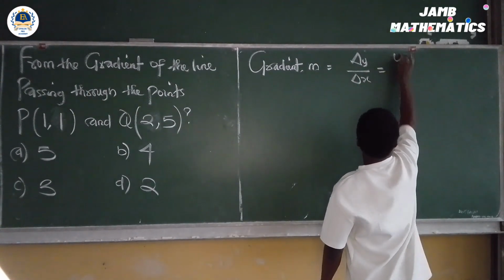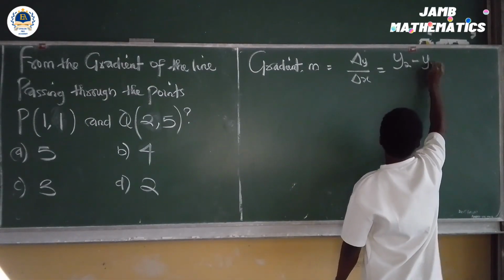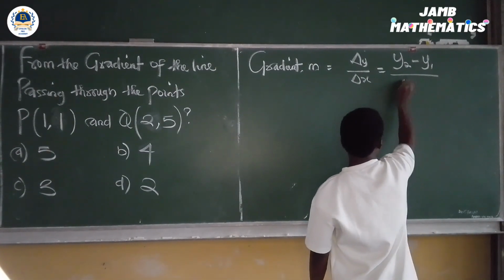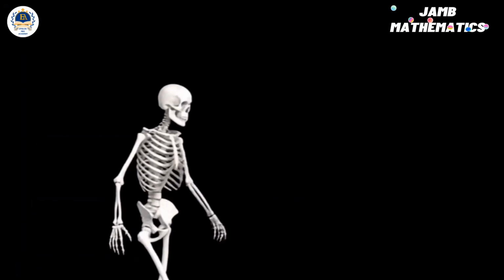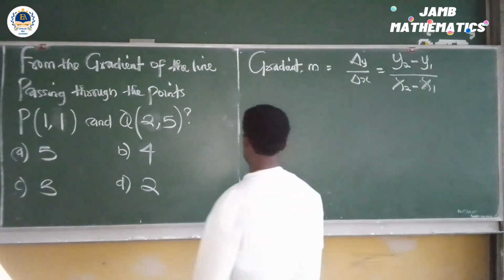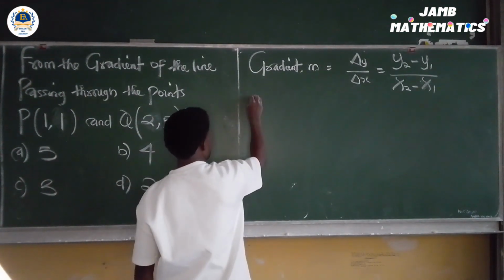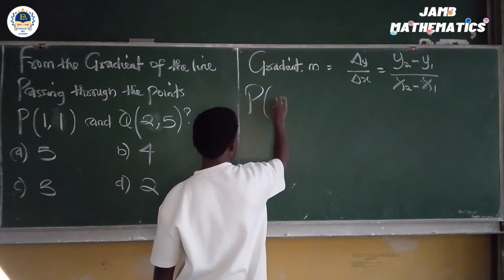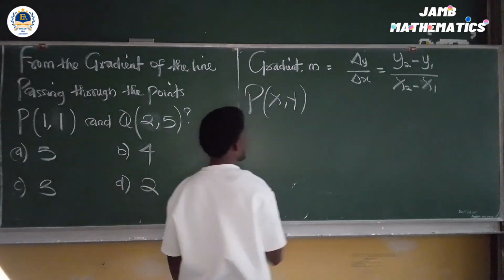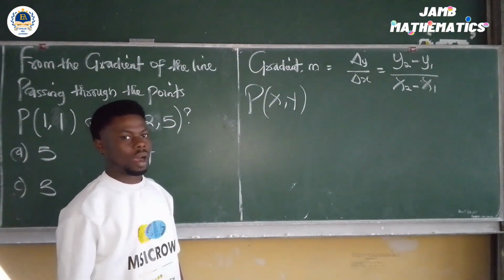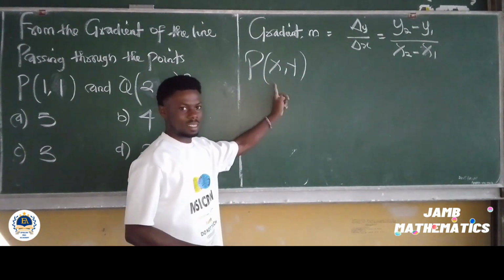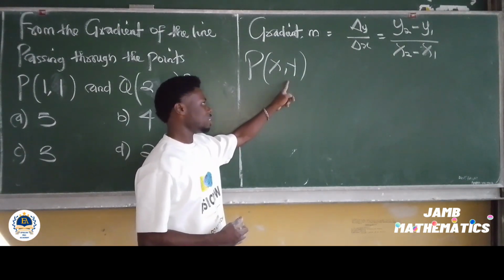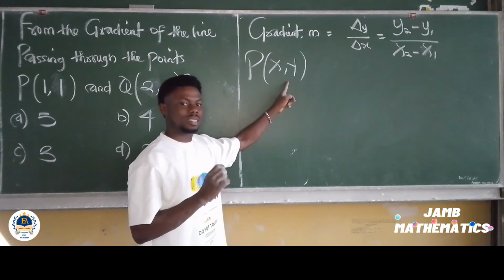So change in y is y2 minus y1 all over x2 minus x1. In a coordinate system, points are represented as point P. Point P is represented as x and y coordinates. X before y. That is to say, the first number written is always the number representing x, whereas the second number written in the bracket is always the number that is representing that of y.